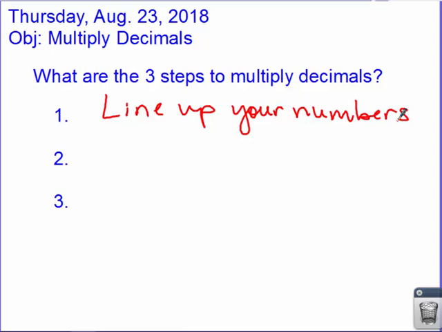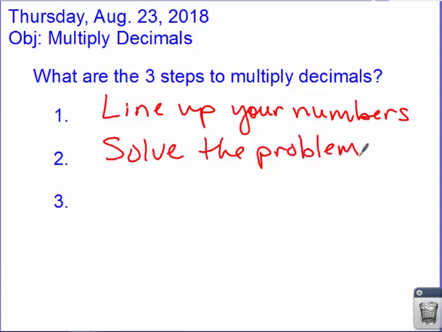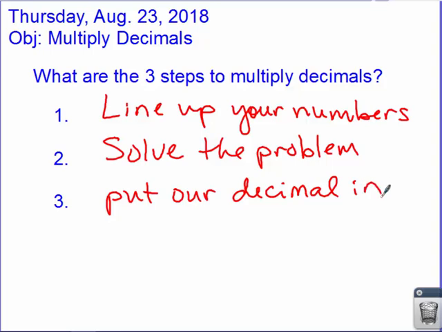So if I've got a 3-digit number and a 2-digit number, no matter where the decimals are in those numbers, I want you to line up the numbers. Okay? The second thing that I want you to do after you line up your numbers is solve the problem. That means multiply it. And then the last step that we have to do is find out where the decimal goes. So we put our decimal in the answer. Okay, so in this video, those are the things that we're going to be looking at.